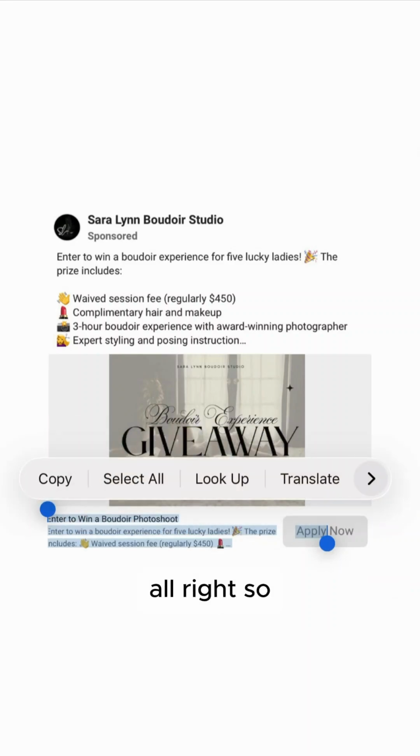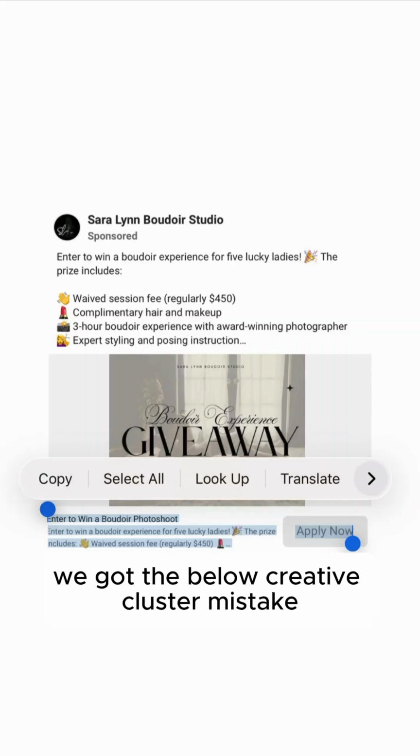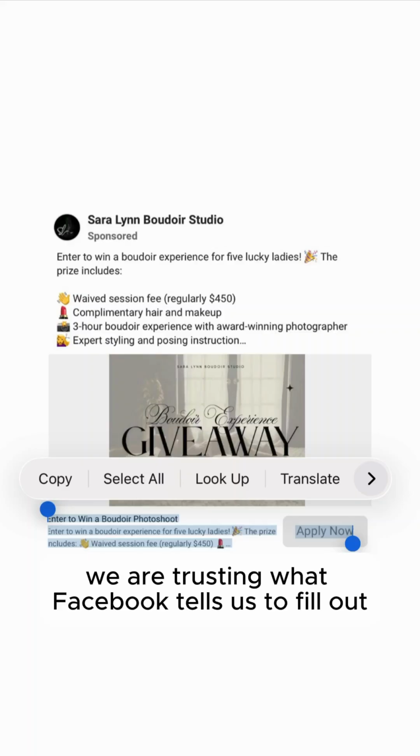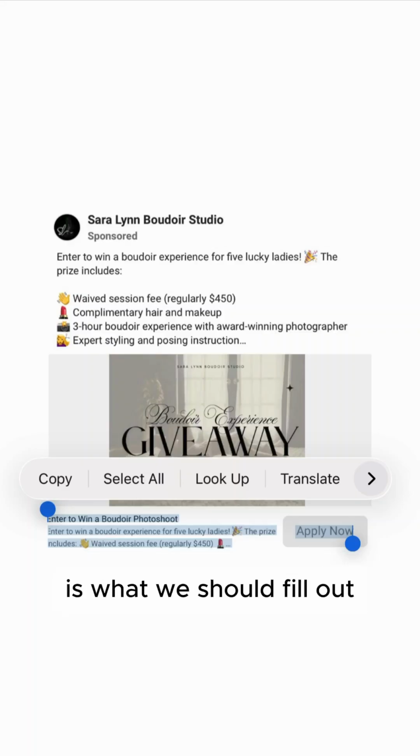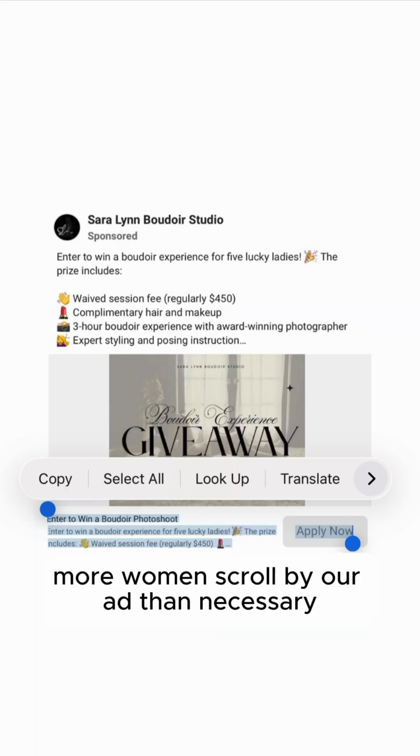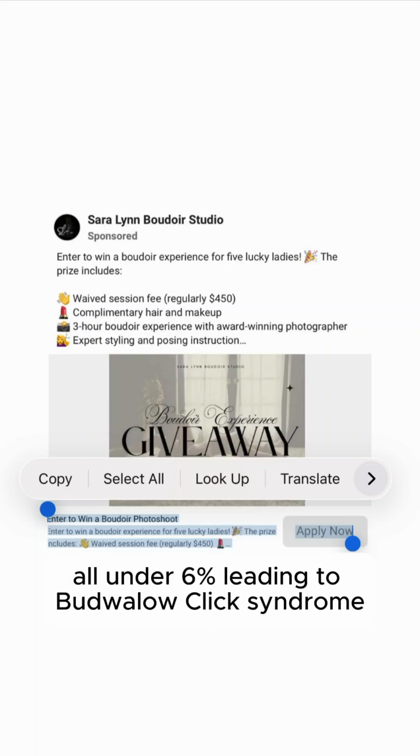All right, so what we see right here, we got the below creative cluster mistake. The false belief that caused us to make this mistake is we are trusting what Facebook tells us to fill out is what we should fill out. But the consequences of this are more women scroll by our ad than necessary, pulling unique CTR all under 6%, leading to Boudoir low click syndrome.